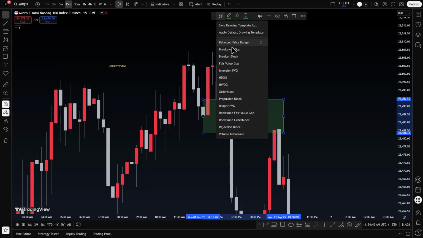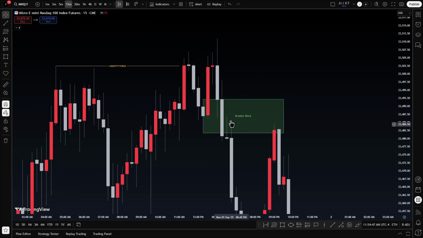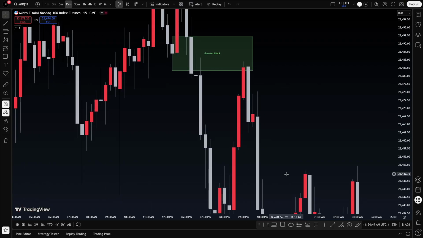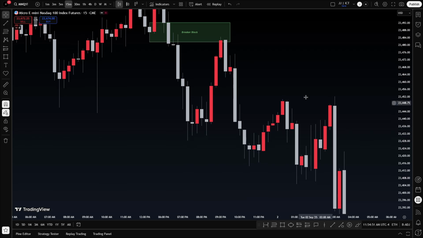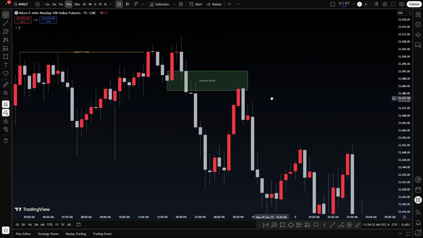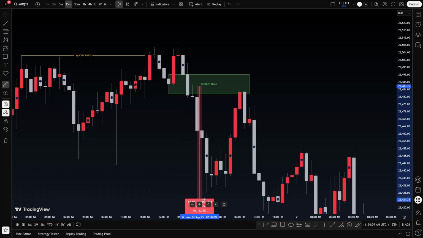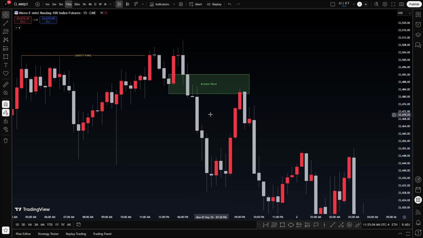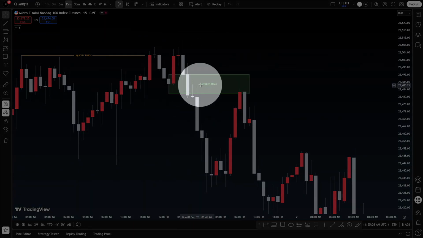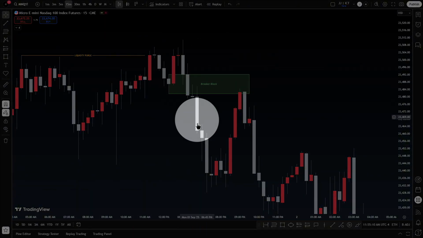Pretty cool, isn't it? Hits it twice. Hits it once, and guess what comes back up? Twice, and continues. But after this, the breaker block will be exhausted. See this gigantic displacement? About 60 points. What time was this? That's Asian, so that's a pretty big move for Asian. 70 points, pretty huge. So this breaker block is now exhausted once price delivers lower.